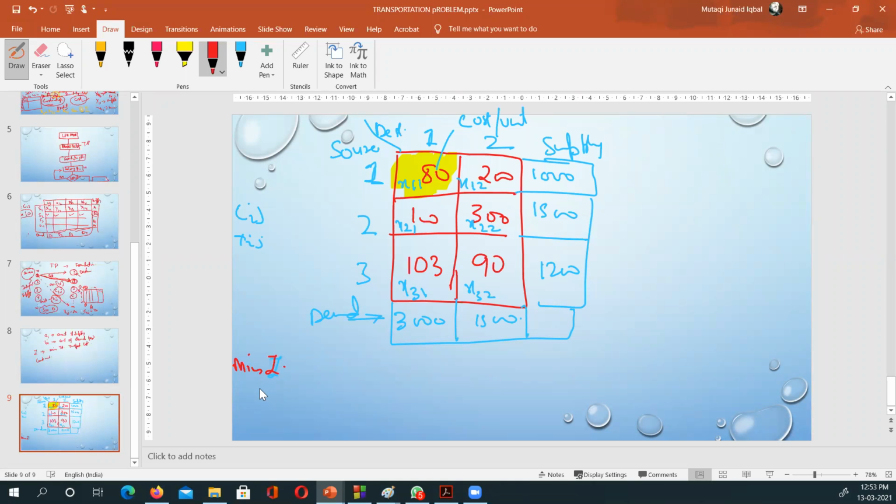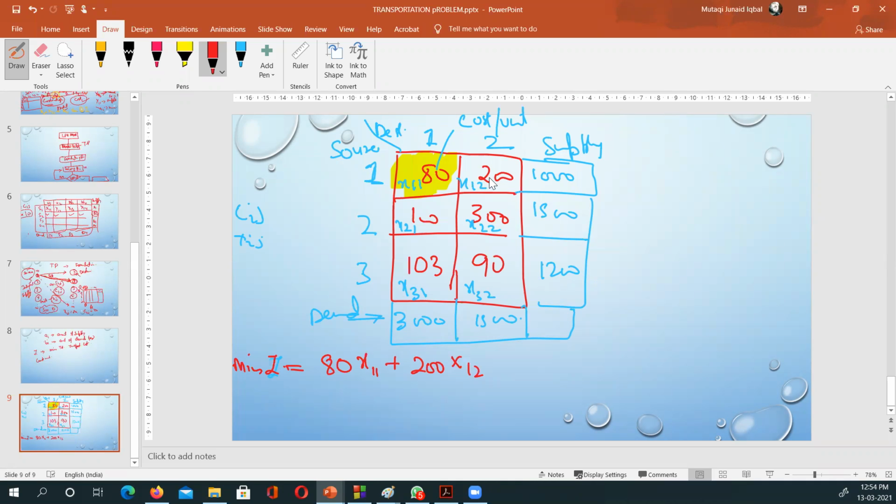Am I writing min Z, or should I write max Z? It should be minimum, always minimum in transportation. So this is going to be 80 times X11 plus 200 times X12. What do you say?